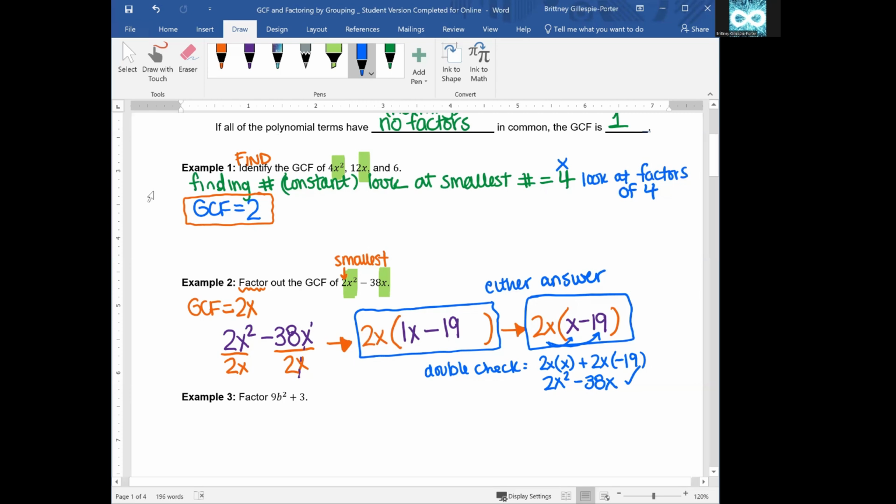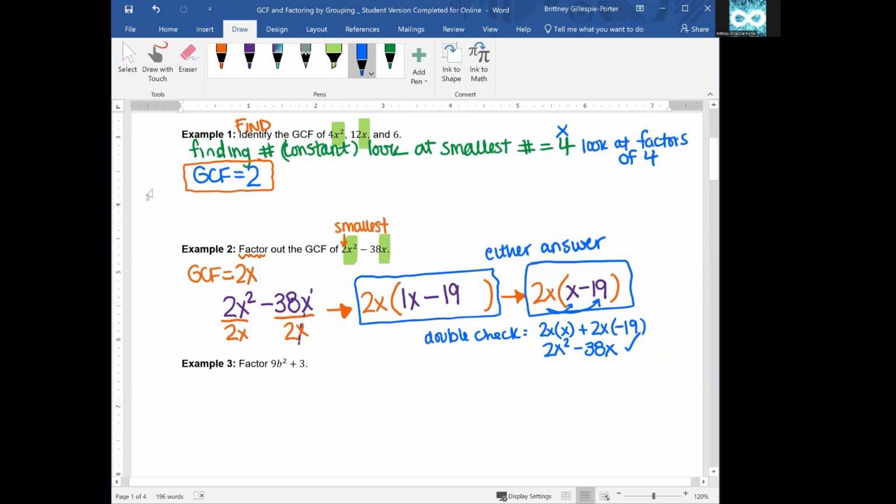Let's try another one like this. We have to factor. So again, factor, not just find, factor. 9b squared plus 3. Out of the two numbers, 9 and 3, 3 is the smallest. We know 3 is divisible by 3. 9 is also divisible by 3, so we know that part of our GCF is going to be 3.